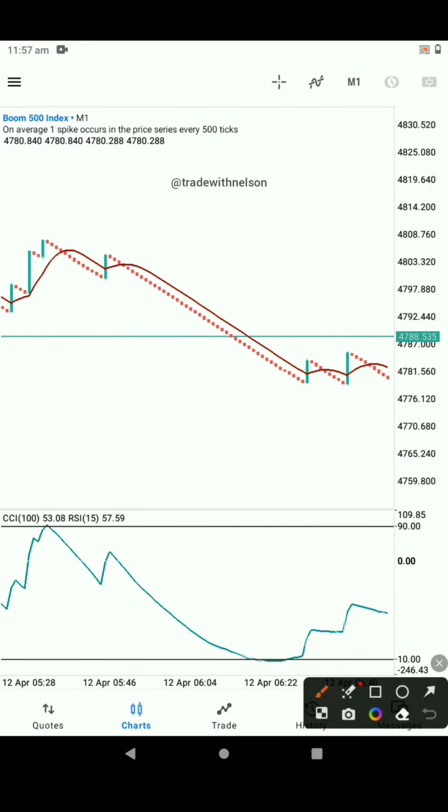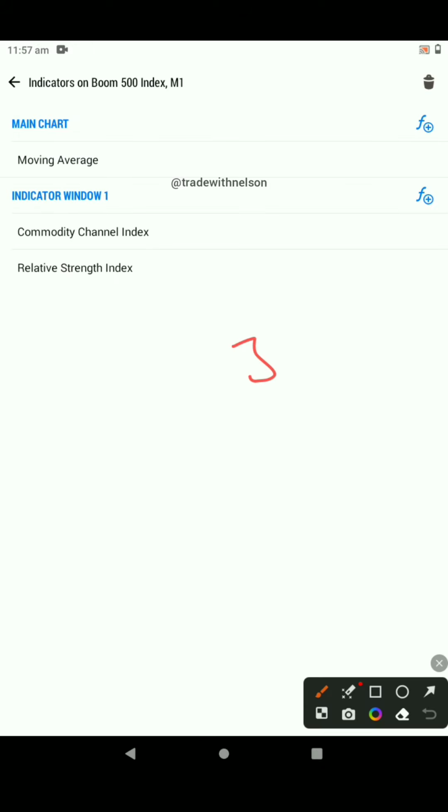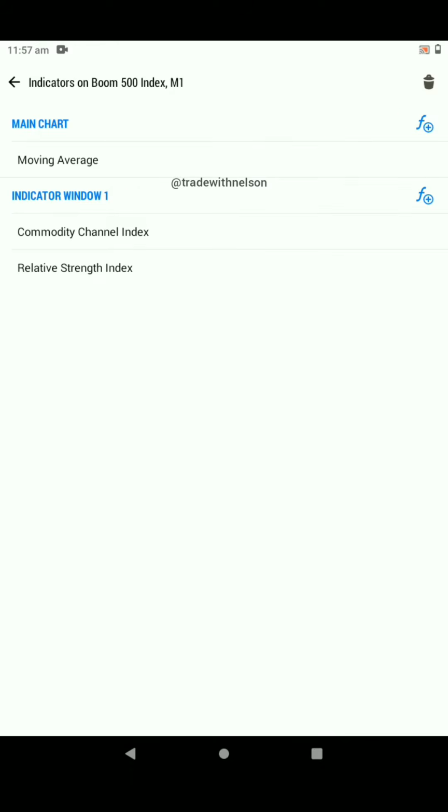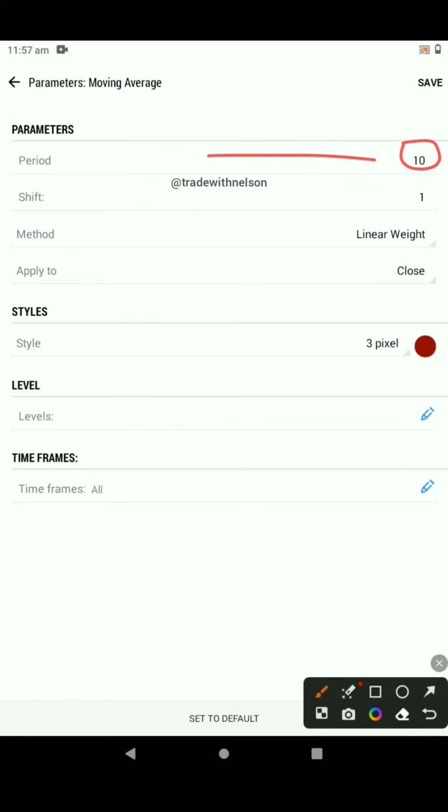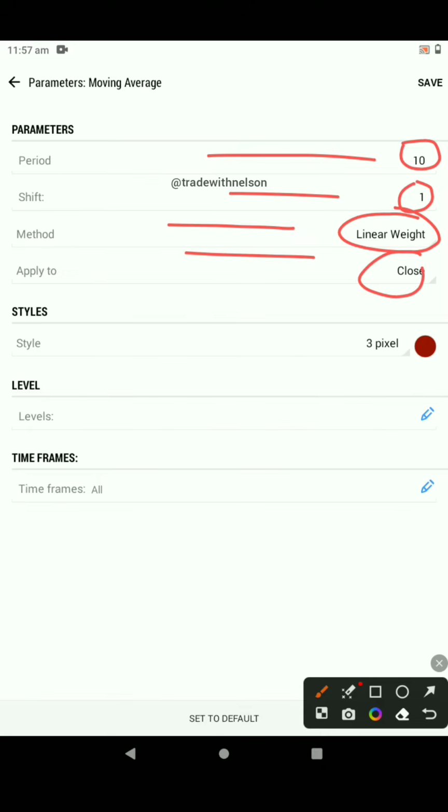Before I go into explaining this strategy, let me quickly show you the settings of my indicators. First thing you do is click on this indicator icon over here. I have just three indicators as said. The first indicator is the moving average. To select that, click on this F icon on the main chart. Moving average, click on that. Make your period 10, shift 1, method linear weighted, apply to close, style 3 pixel, and select a color of your choice. After that, click on save.